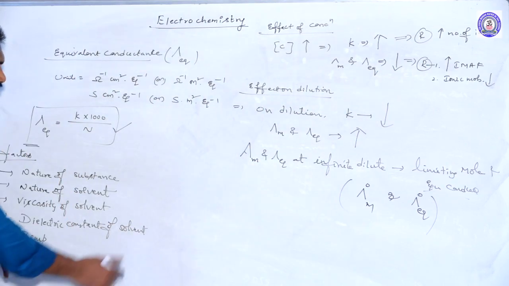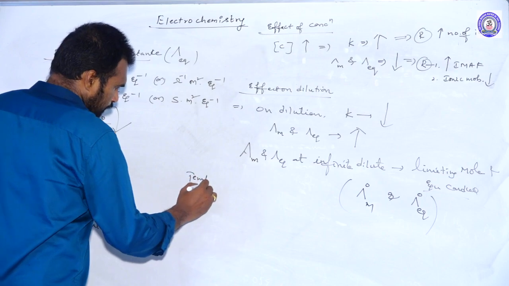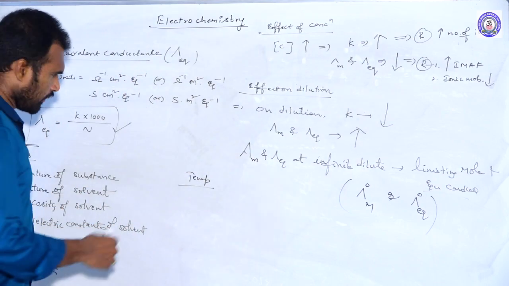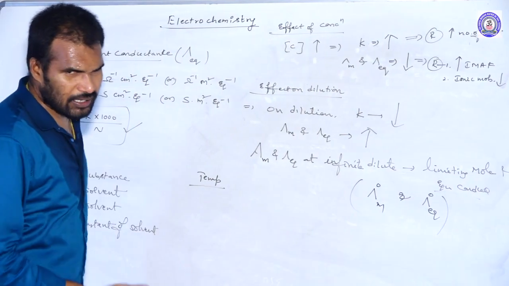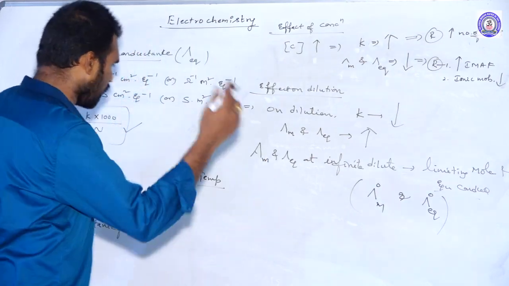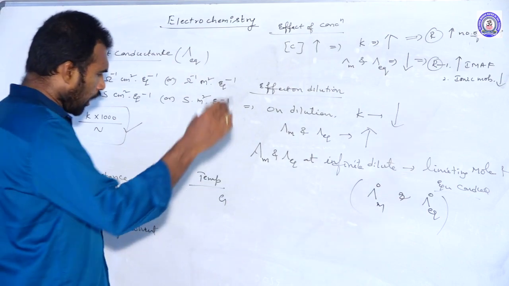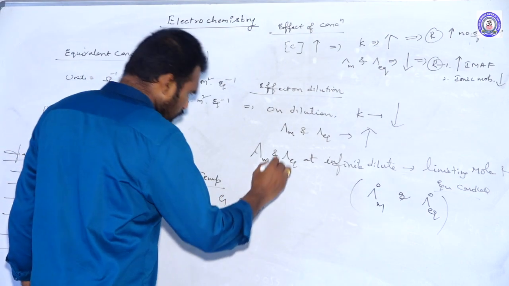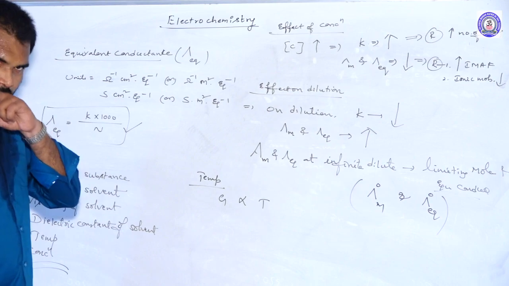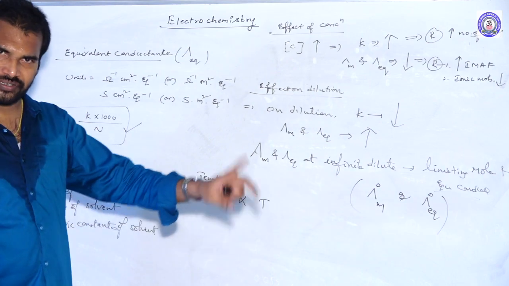Next one, temperature. If you take the effect of temperature on any conductance, whether it is specific conductance, molar conductance, or equivalent conductance, all conductances, which I am representing with G, are directly proportional to temperature.